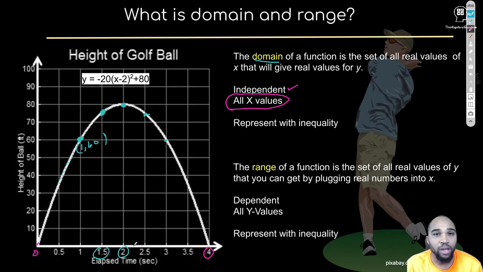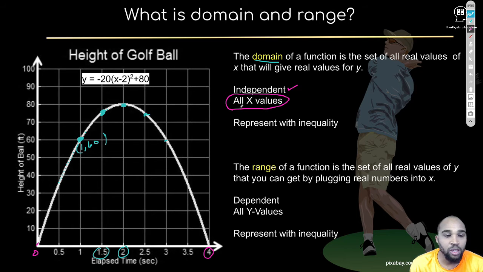Matter of fact, anytime you have time in any other unit, most of the time, no pun intended, you're going to have time be your independent, because nothing stops time. Time is going to determine everything. So we measure many things by time. So that's the independent value.